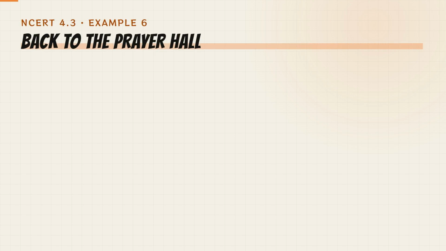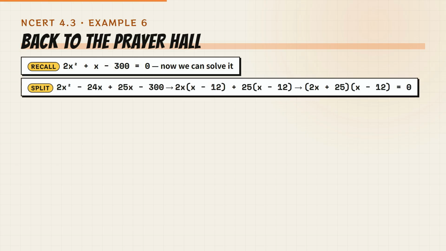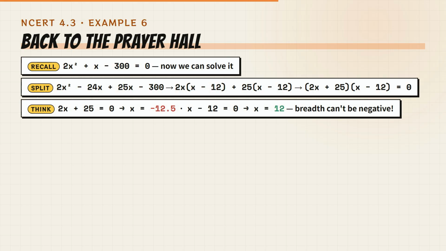So we get 2 mathematical answers. x equals minus 12.5 and x equals 12. But remember what x means. It is the breadth of the hall. A breadth cannot be negative. So the answer that makes sense is x equals 12. The breadth is 12 meters.